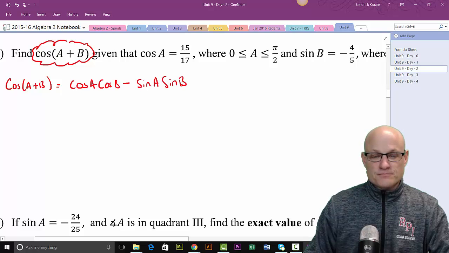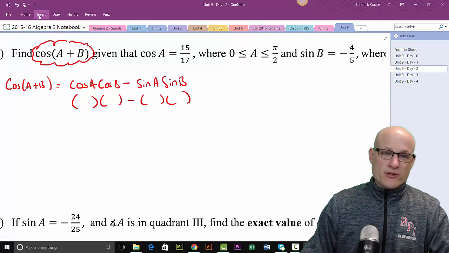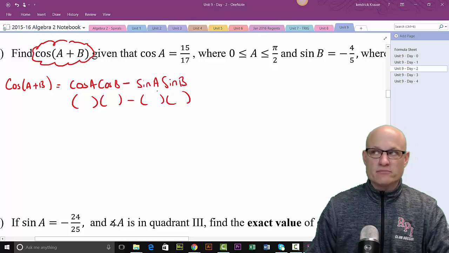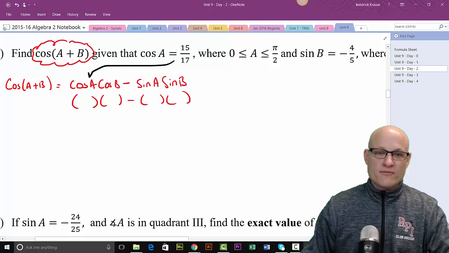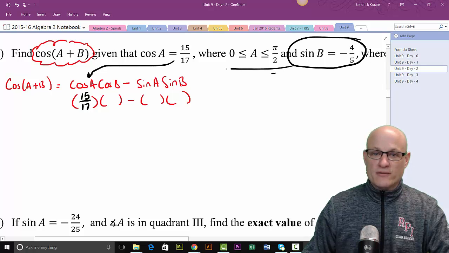And this should come as no surprise to you. This is similar stuff that we've already done before. You know, I give you part of it. You got to find the rest, okay? I can't give you everything. So I give you cosine of A is 15 over 17. So I come over here and I go 15 over 17. And I give you sine of B is negative 4 over 5. All right, but I don't give you the other two.